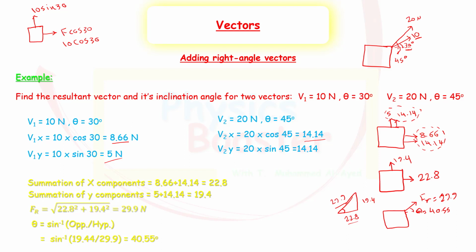So if I want to add two vectors that are not right angled to each other, first of all, I need to find the x component and the y component for each of these vectors. I will add them together. Then I will go back to the Pythagorean theorem and use trigonometry to find the angle.